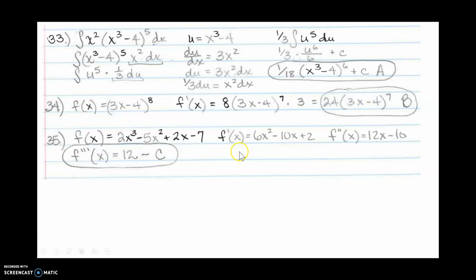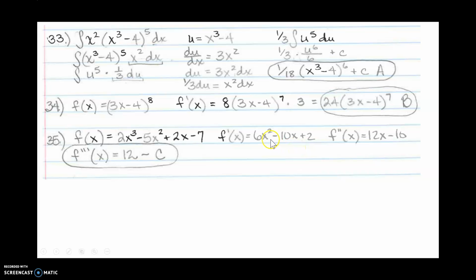All right, then for the last one, they ask us to find the second derivative. So I'm going to start with my original function. So 2 times 3 is going to give me 6x to the second, minus 5 times 2 is 10x to the first, plus 2, and then minus 0. So 6x squared minus 10x plus 2.